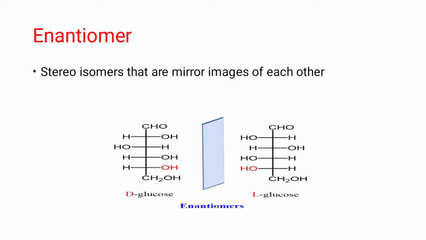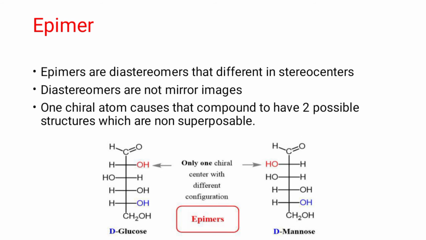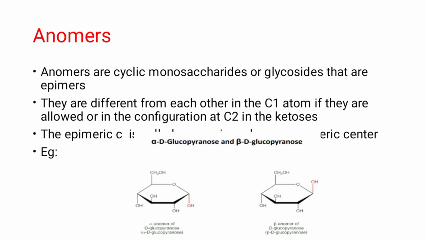Next is enantiomer. Stereoisomers that are mirror images of each other are called enantiomers. Next is epimer. Epimers are diastereoisomers or diastereomers that differ in one stereo center. Diastereomers are not mirror images. One chiral atom causes the compound to have two possible structures which are not superimposable. Example, D-glucose and D-mannose are epimers.